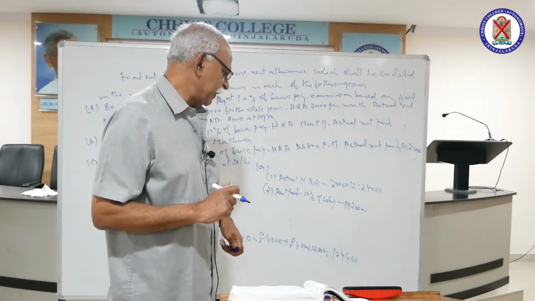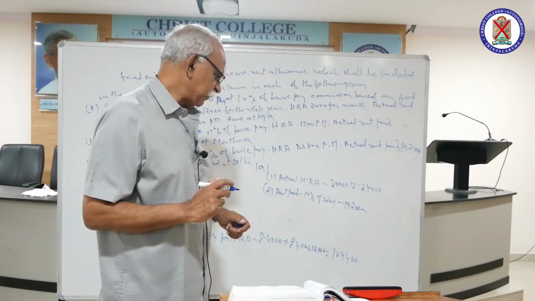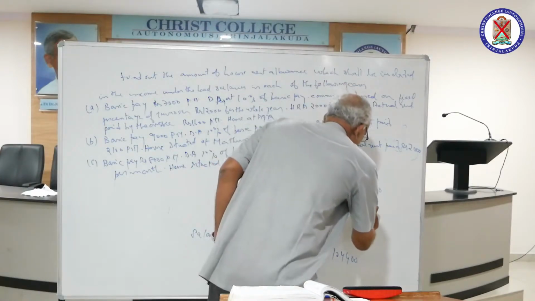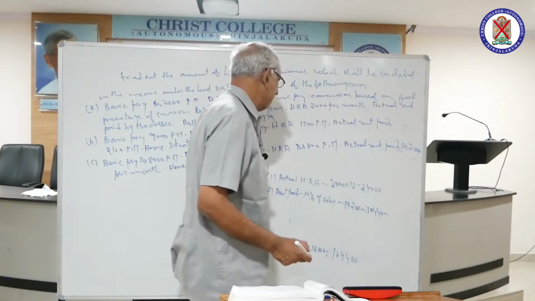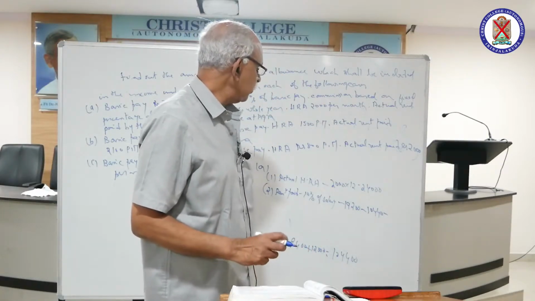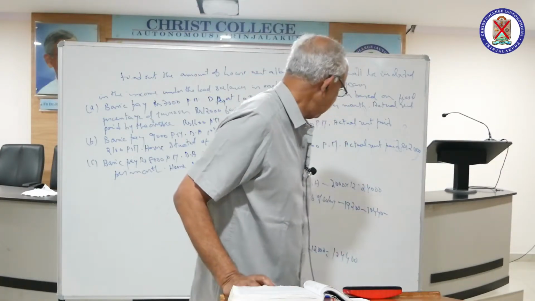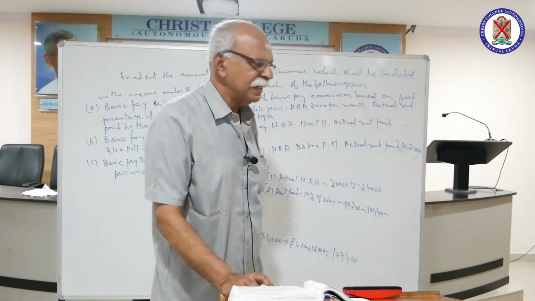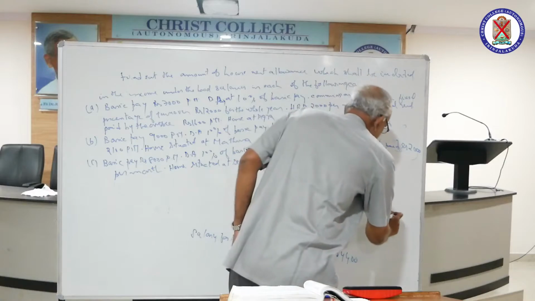10% of that is how much? 1,04,400 at 10%, that is 10,440. Then 19,200 minus 10,440 comes to how much? 8,760.